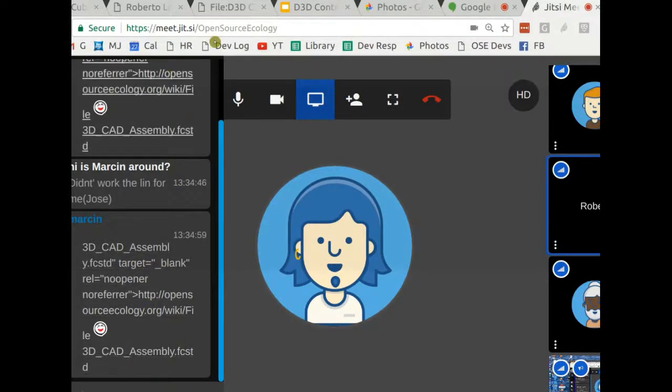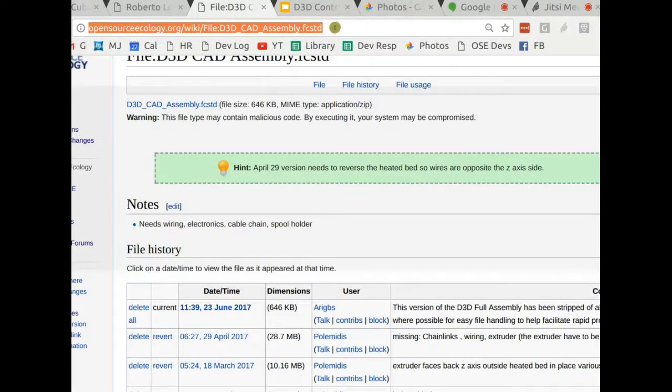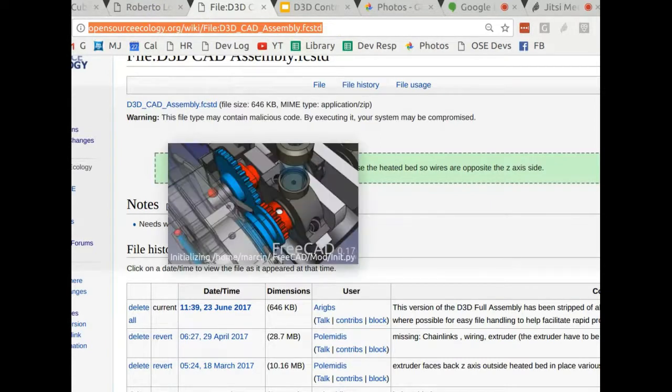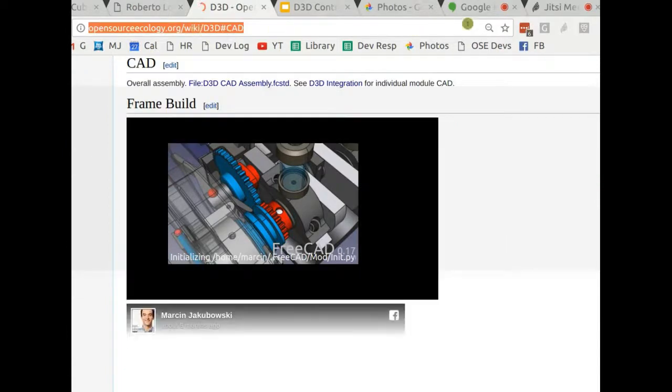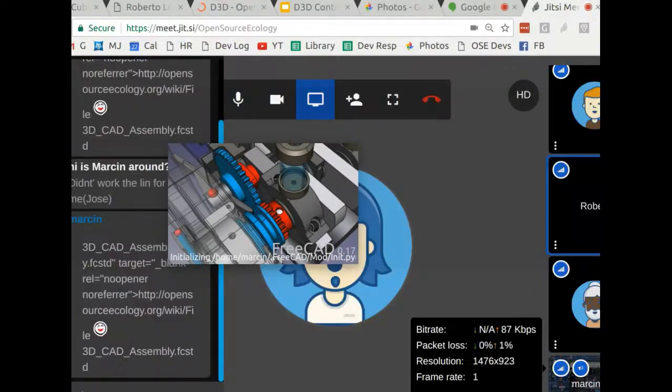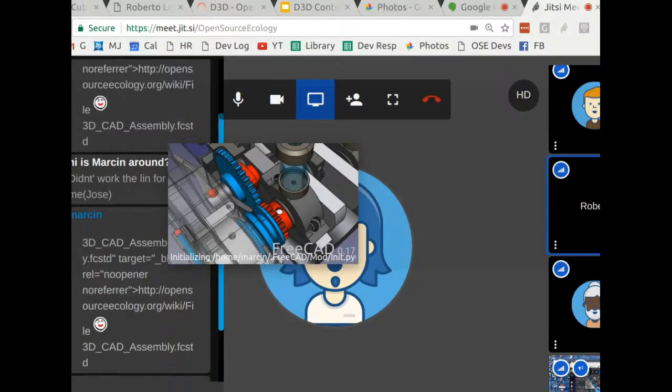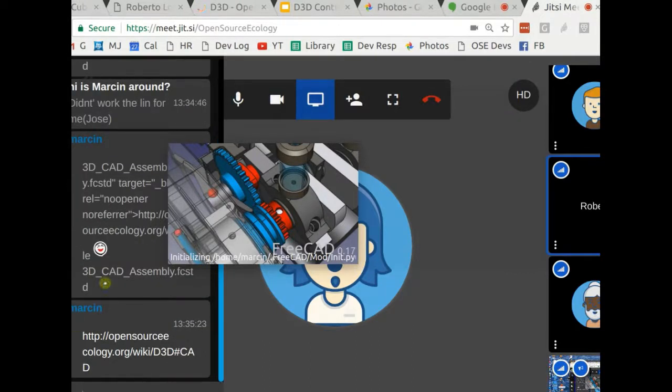That link is coming out weird, and it's getting messed up. Can you correct it? It's giving me a special character instead of the actual link. If you go to D3D CAD, that might be better. It inserted a smiley face because I had a D with a colon in that.